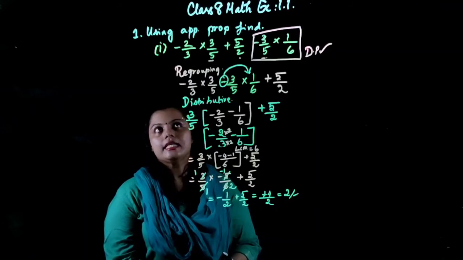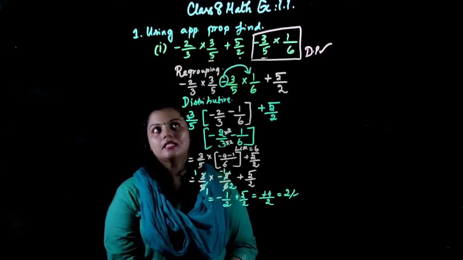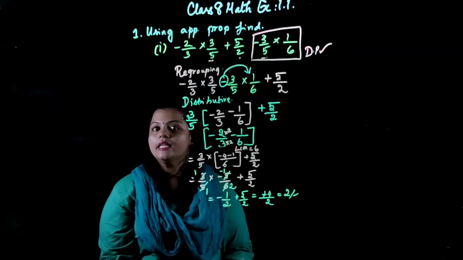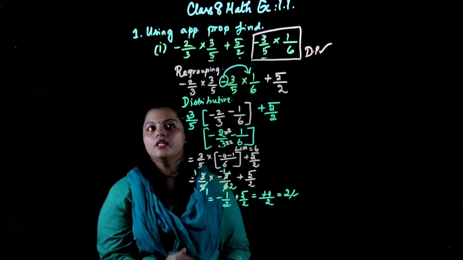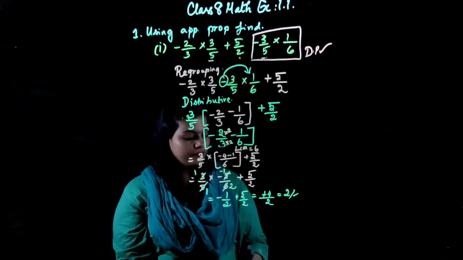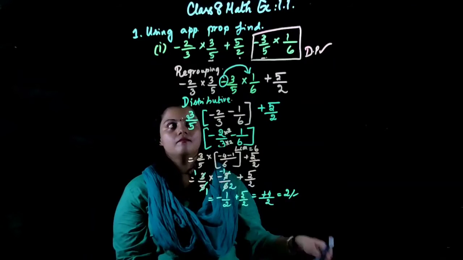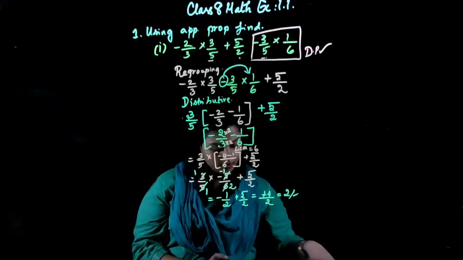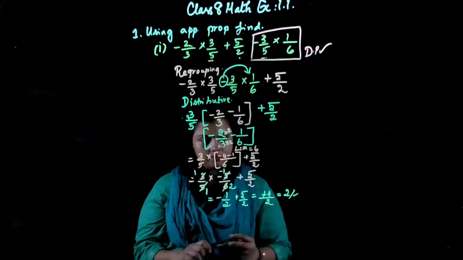So the question says using appropriate properties, find the value of your question. So first we rearrange it or we regroup it, then we use distributive property and then we solve it further. Very simple. Same thing is for your second problem also. So your second problem, let's take down the question.